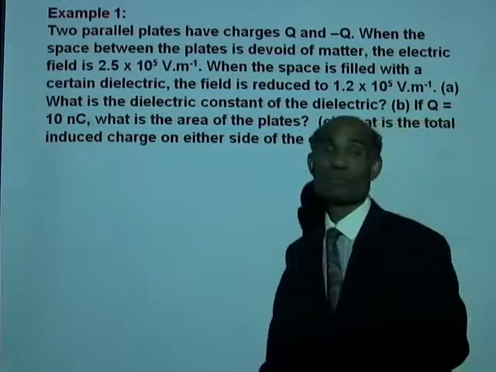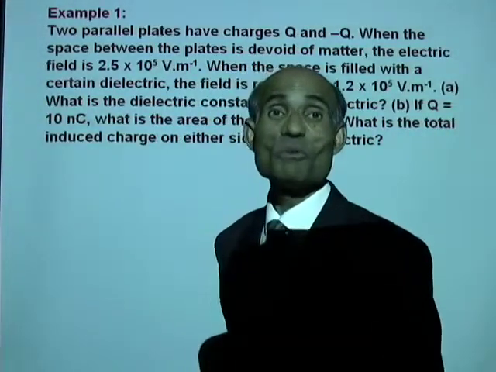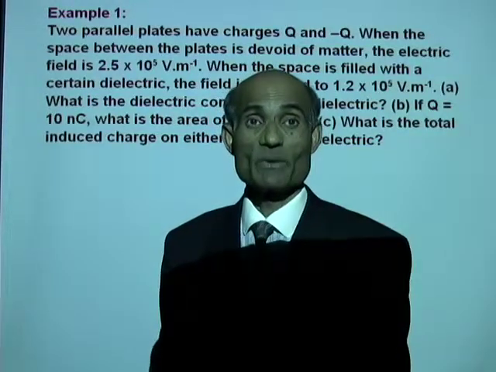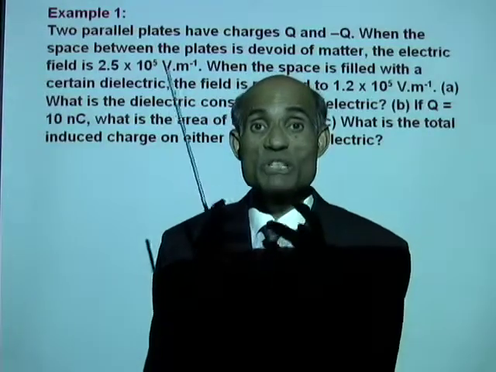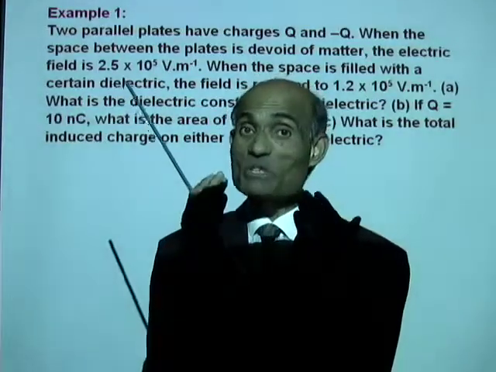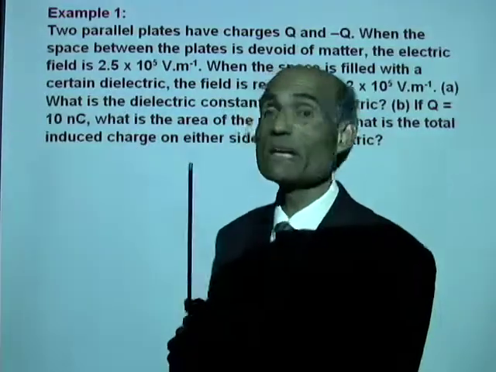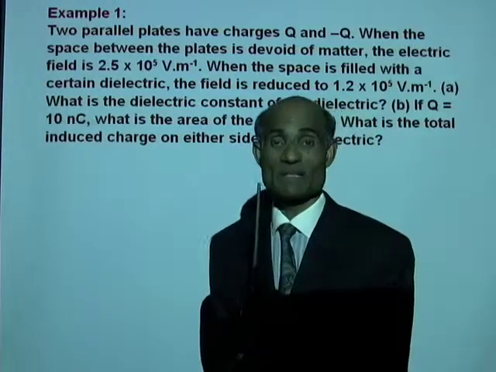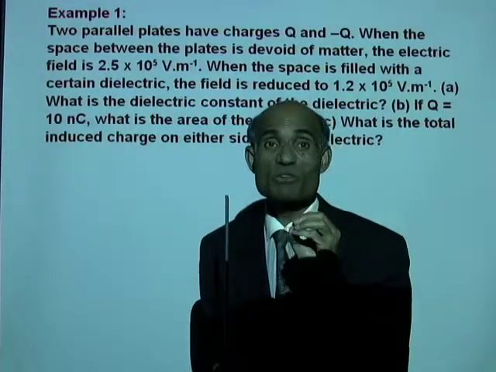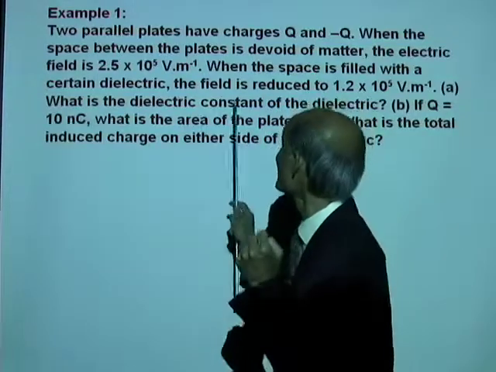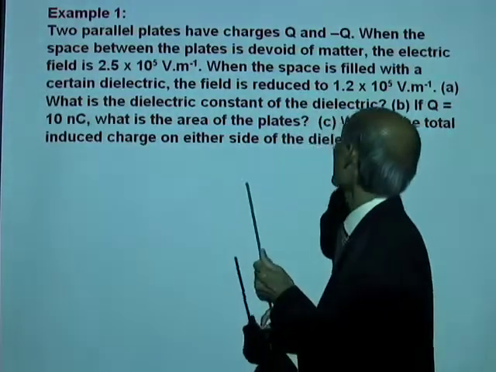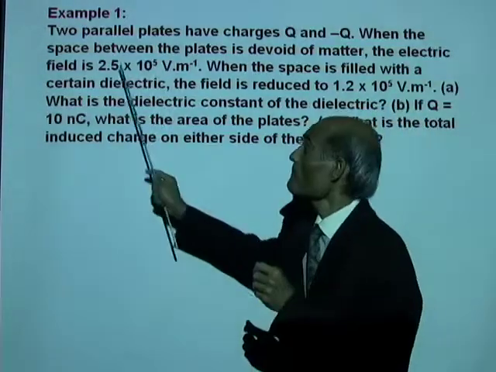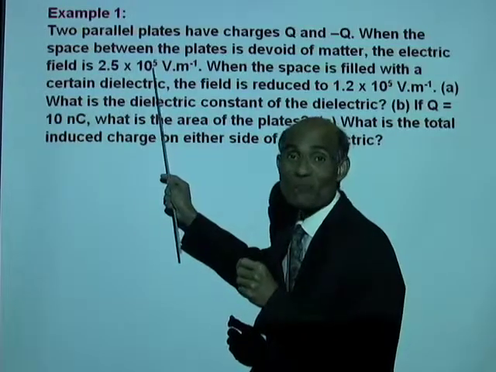Now, let's do a problem. Two parallel plates have charges Q and negative Q. When the space between the plates is devoid of matter, that is free space, the electric field is 2.5 times 10 to the 5 volt per meter. When the space is filled with a certain dielectric, the field is reduced to 1.2 times 10 to the 5 volt per meter. Now, you can see this is E0.